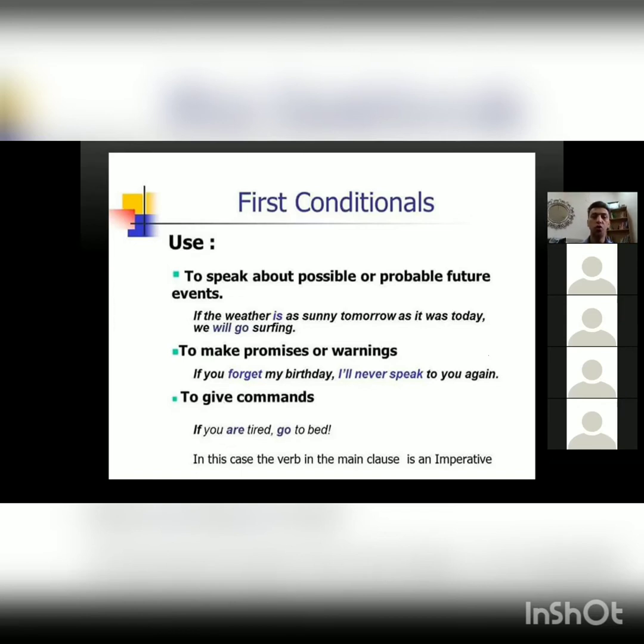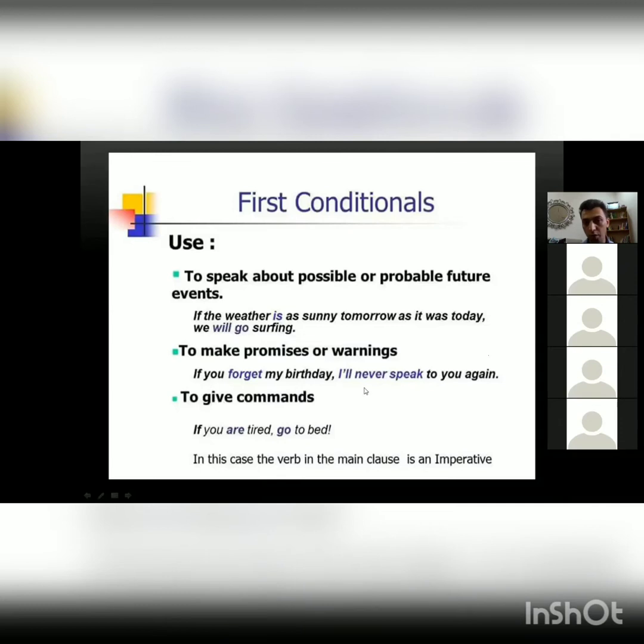The second point is to make promises or warnings. When you want to promise someone or when you warn someone, you use the first conditional statement. For example, if you forget my birthday, this is present simple. So this is the condition. This is the if clause, comma, okay? I will never speak to you again. This is a kind of warning, right?